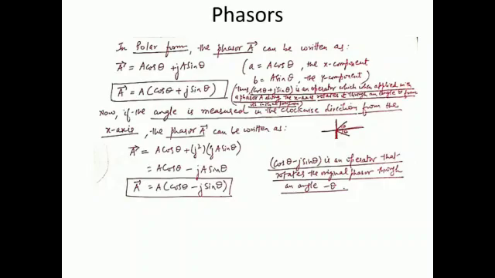Now if the angle is measured in the clockwise direction from the x-axis, the phasor A can be written as A cos theta plus J square times J A sin theta, which will be A cos theta minus J A sin theta, or A phasor is simply equal to A times (cos theta minus J sin theta). So what we see is that the quantity cos theta minus J sin theta is like an operator that rotates the original phasor through an angle minus theta.